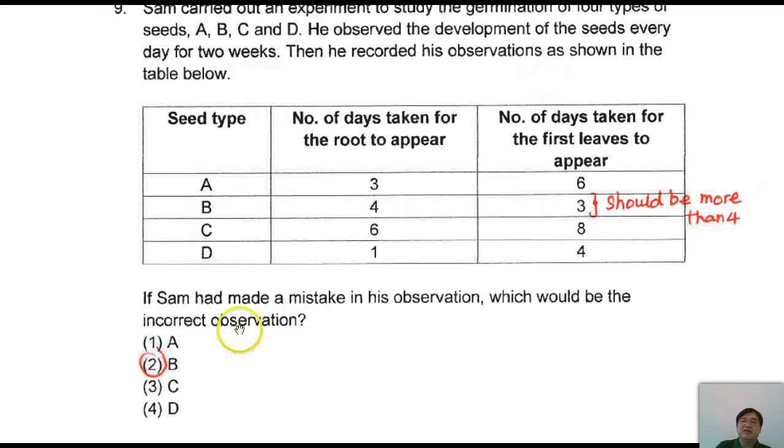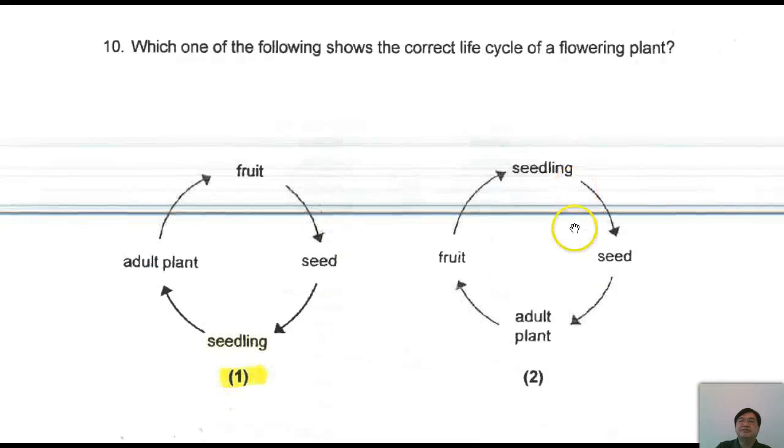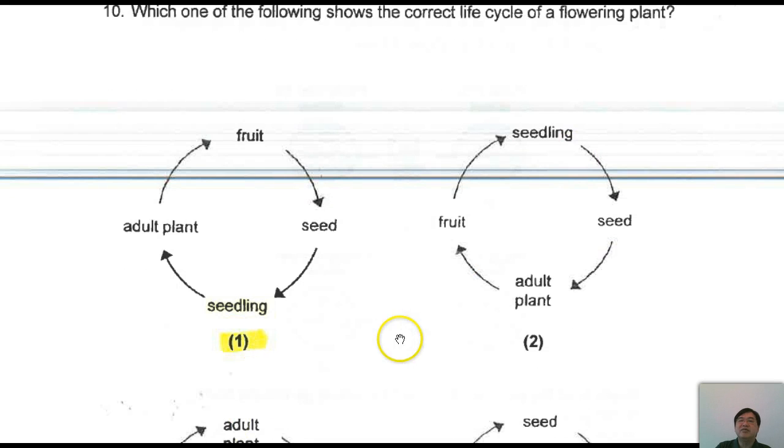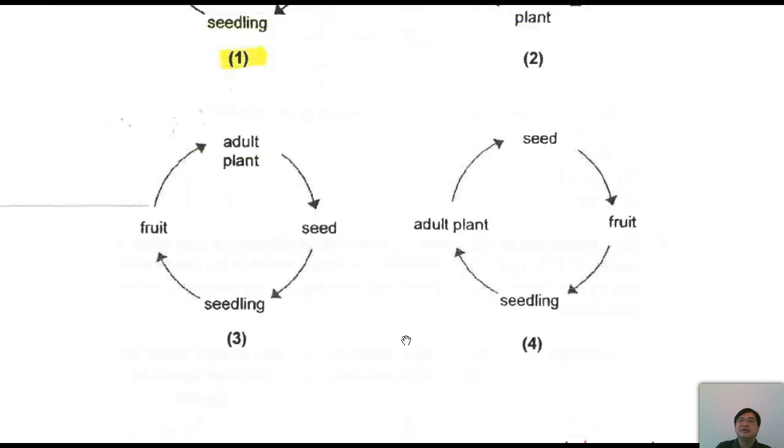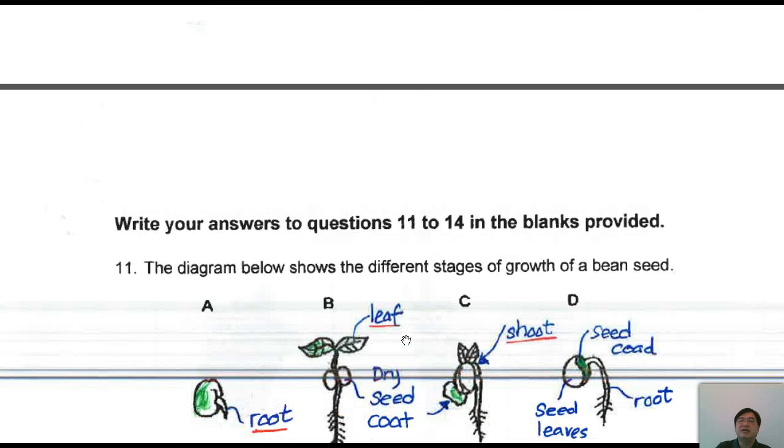Now if Sam had made a mistake in his observation, which would be the incorrect version of the observation? Most probably it is number 2. Why? See, on the 3rd day, then you're on the 6th day. How could it be on the 4th day, then on the 3rd day? This number should be more than 4, maybe on the 5th, 6th, 7th, or 8th day. It cannot be on the 3rd day that the leaves start appearing. Next, the life cycle: this is correct, 1 is correct. Of the 4 of them, the answer is 1.